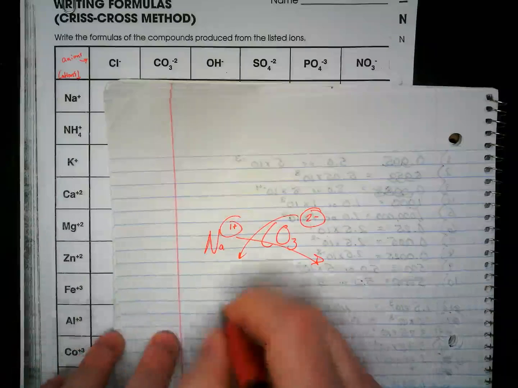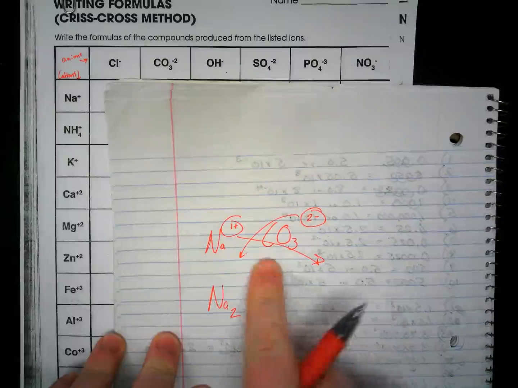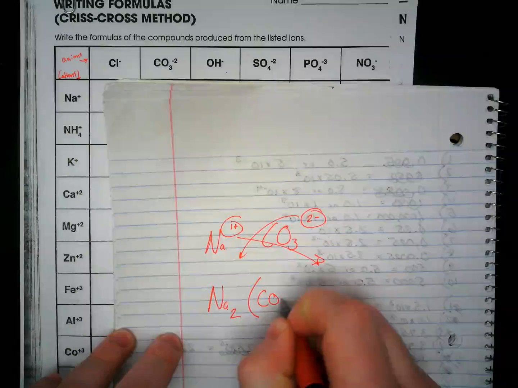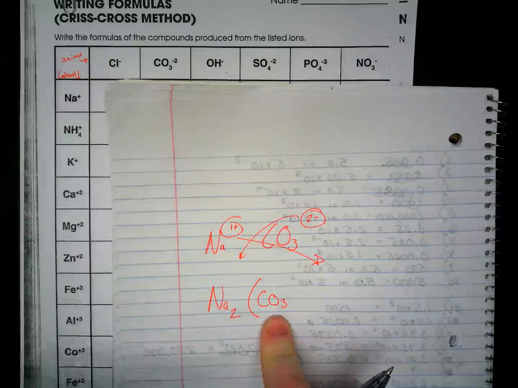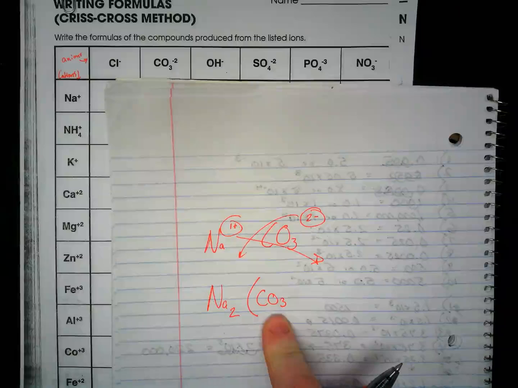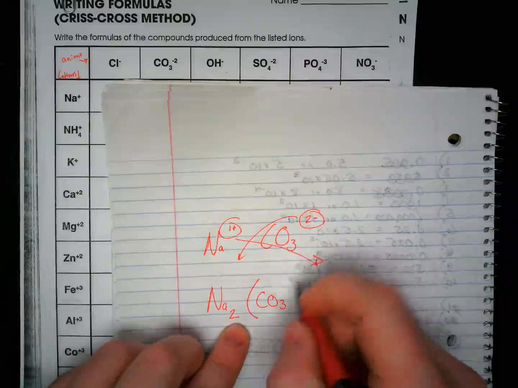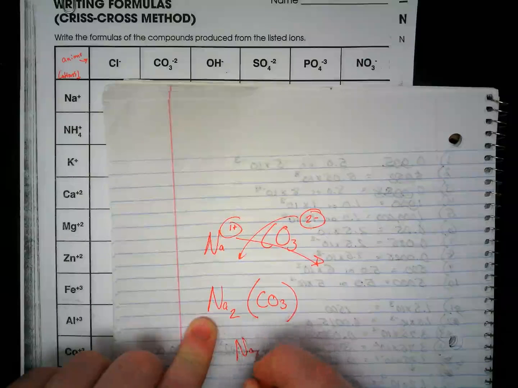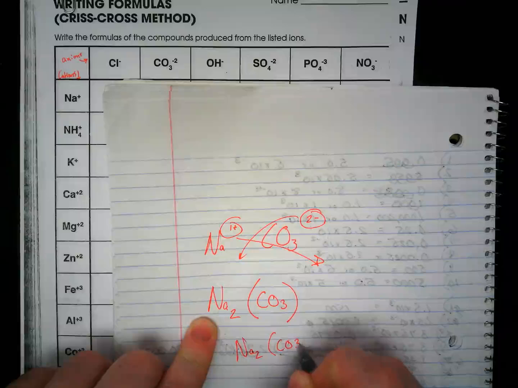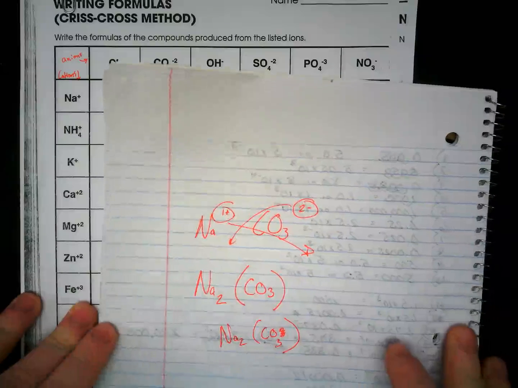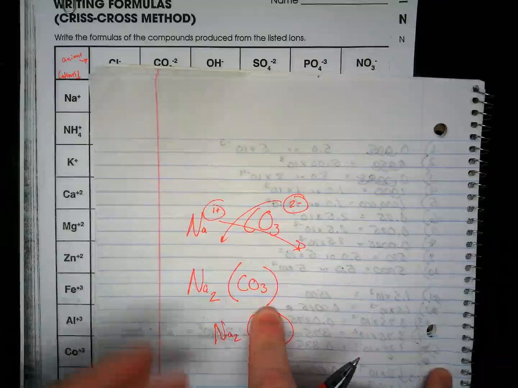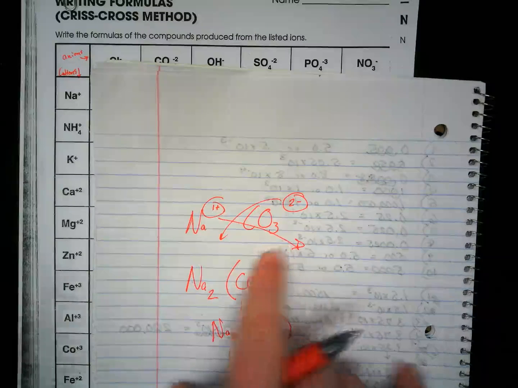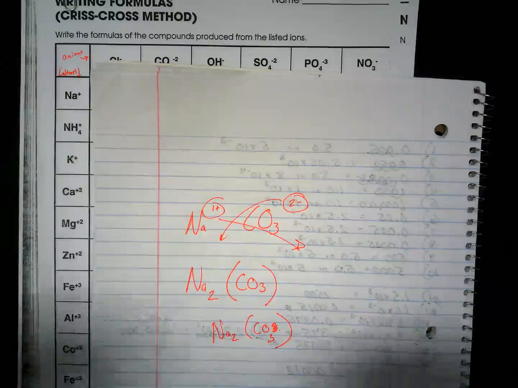Now, what do we do with those subscripts? Sodium's going to get 2, and since we treat this as a single unit, we're going to use parentheses. Every single time, this is going to be CO3. We're not going to be putting anything inside of it. It stays as is. So your answer for this one would be Na2CO3. For this one, you don't need parentheses just because you have the 1 crossing over. But if you had a 2 or a 3, it would look something like this.